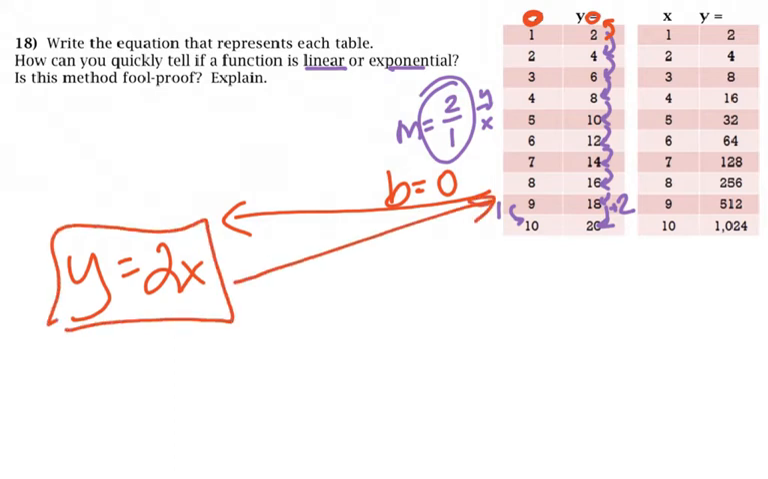I can double check that by taking a random number. If I plug in 5, do I get 10? Yes. So you can do that to make sure that everything works. This one is linear. The first table is linear.